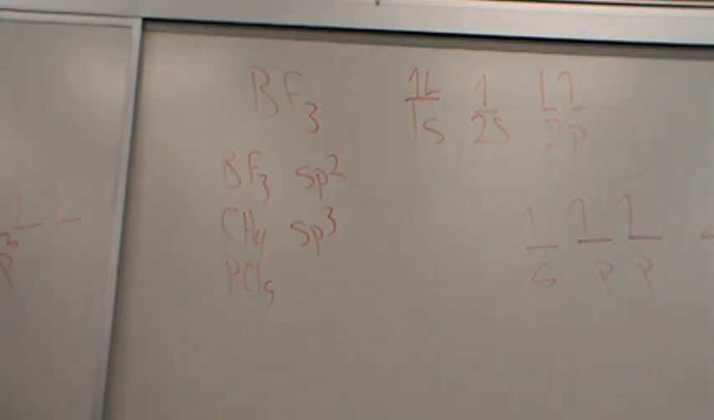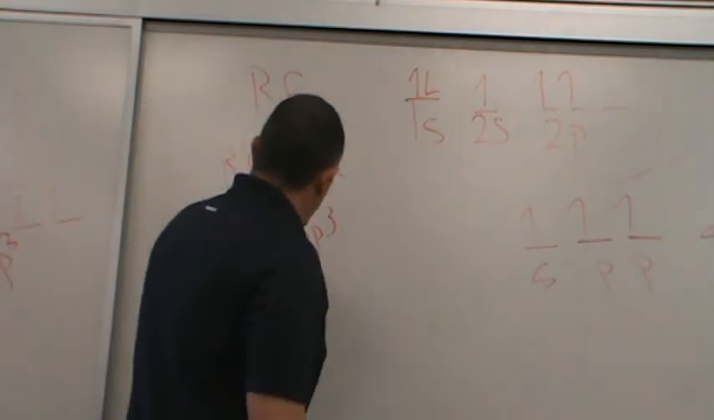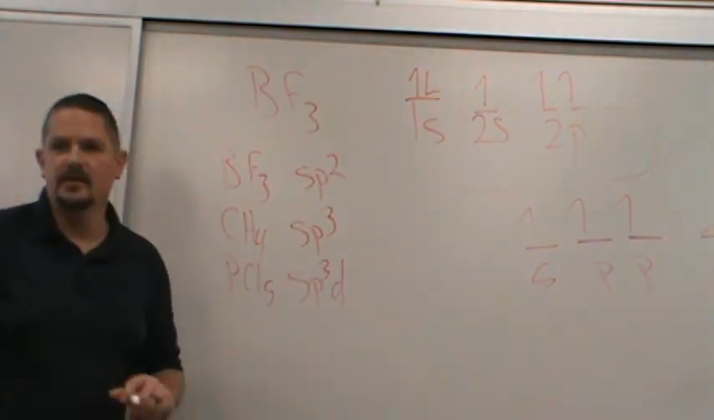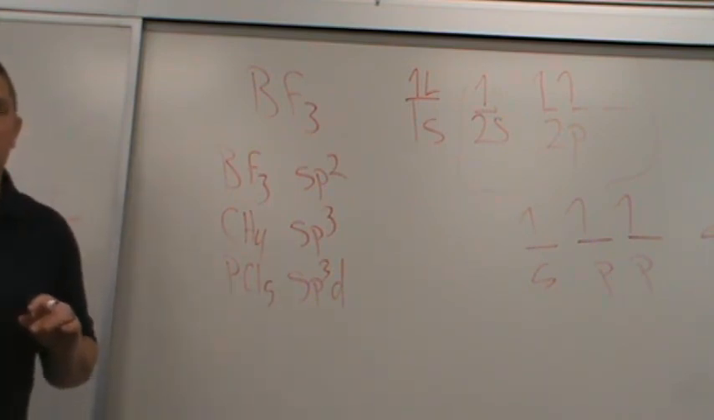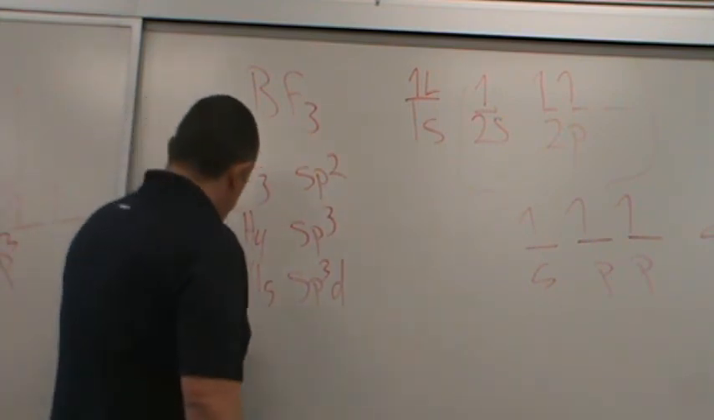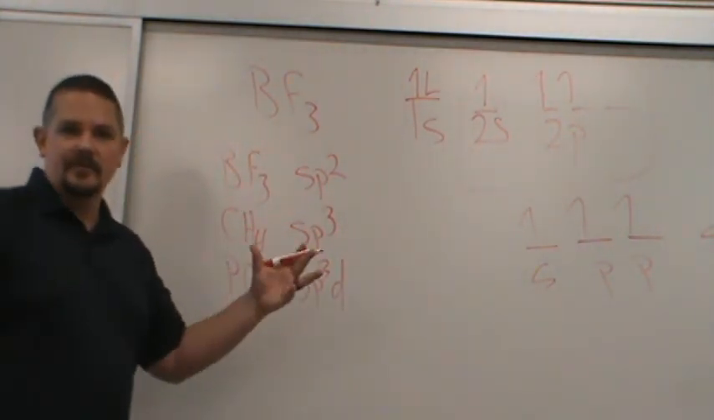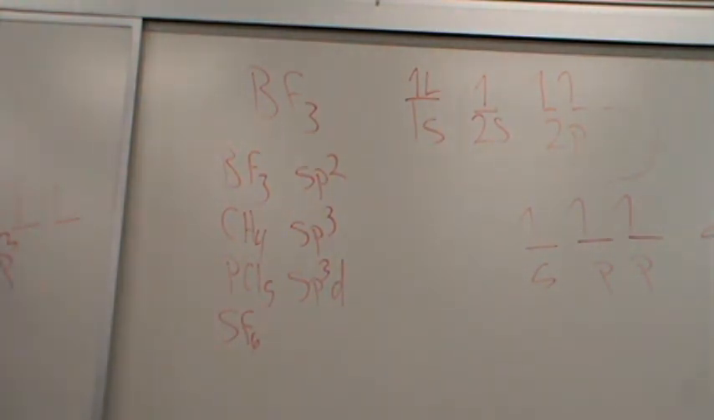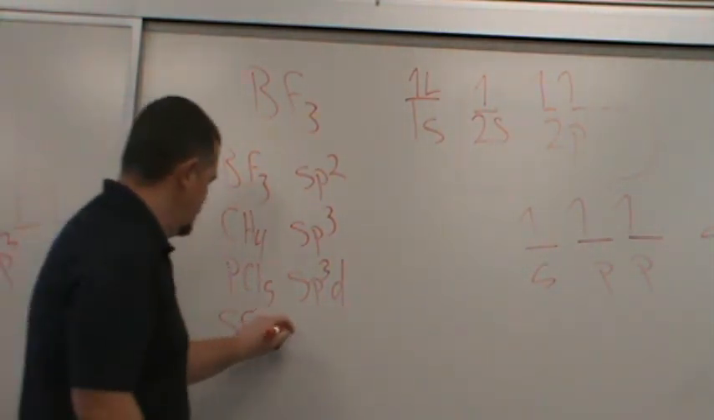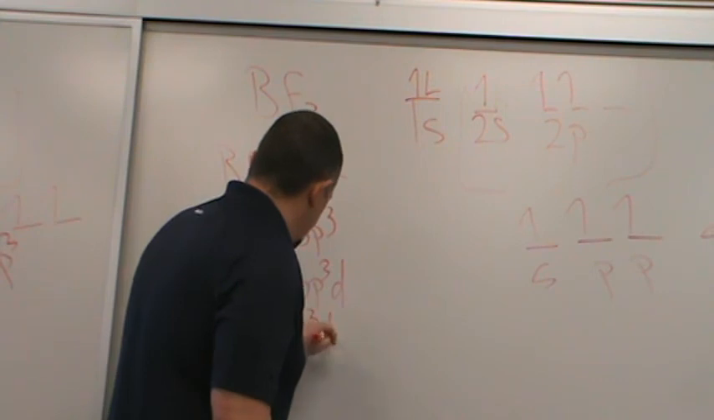PCl5. We had 5 things coming off that one. We said that the hybrid orbital was sp3d. Now, what do you think it would be if we had 6 things? sp3d2. Yeah. An example of something having 6 things come off the central atom is SF6. Its hybrid orbital would be sp3d2.